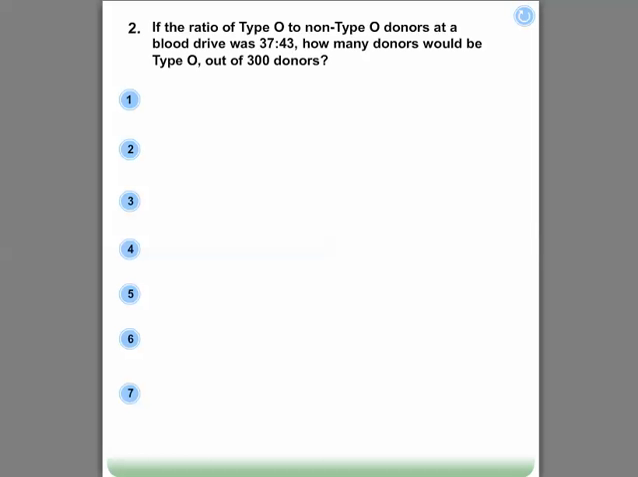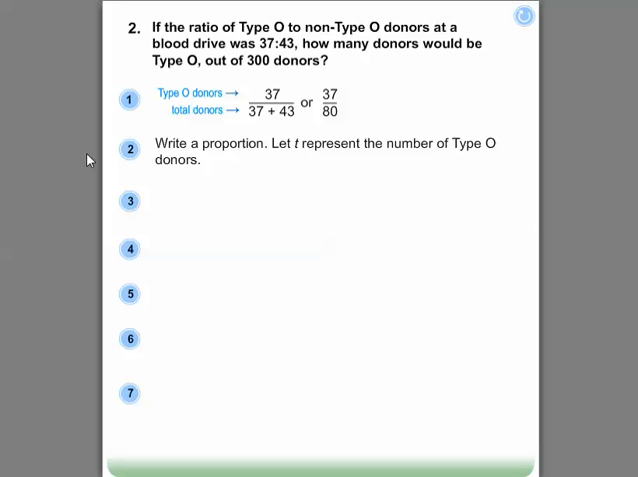If the ratio of type O to non-type O donors at a blood drive was 37 to 43, how many donors would be type O out of 300 donors? So we're going to write 37 over 37 plus 43, or you could write it as 37 over 80, because 37 plus 43 is 80. And then we're going to write a proportion.